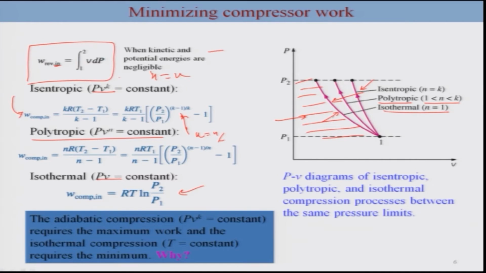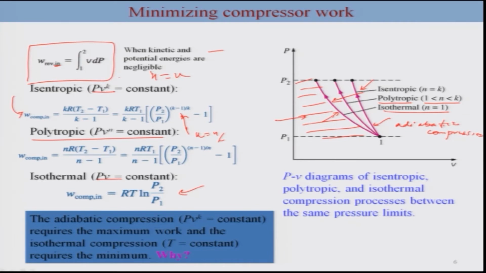Thus it's very clear from this plot that the area under the isothermal curve is the lowest and the area under the isentropic curve is the most. That means adiabatic compression, which is your isentropic process, requires the maximum work, and the isothermal compression is the one which will require the minimum work. This is directly based on this plot, and this particular expression comes out to be that.